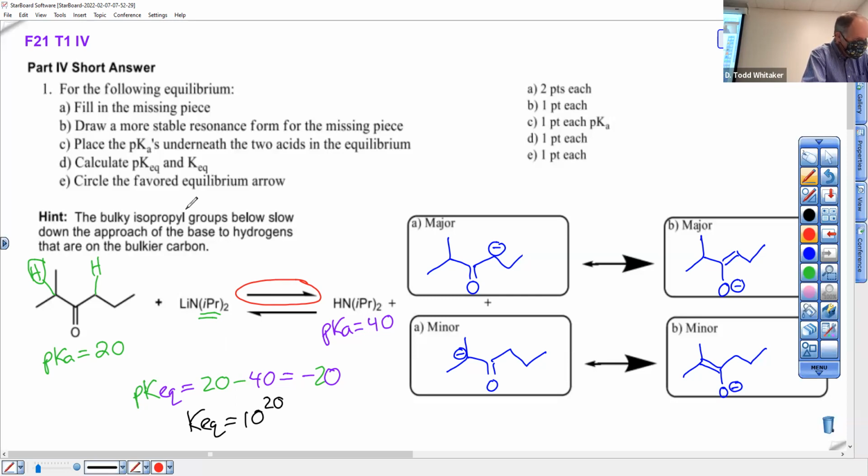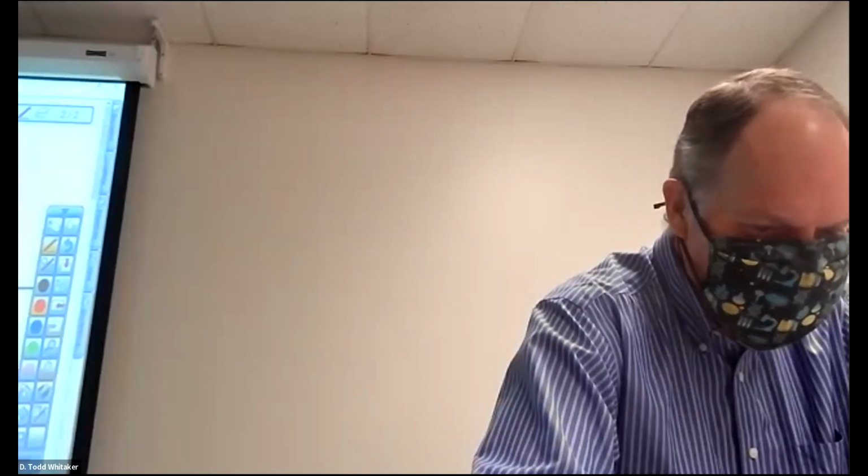I think we're done. Didn't ask for pKb's. I could have. I didn't. Probably won't on Monday either. But if you're curious, how would I do the pKb for this base? 14 minus 40. Yeah, he nailed it. He said 14 minus 40, which is the pKa of its conjugate partner. And that ends this segment here. And off we go.